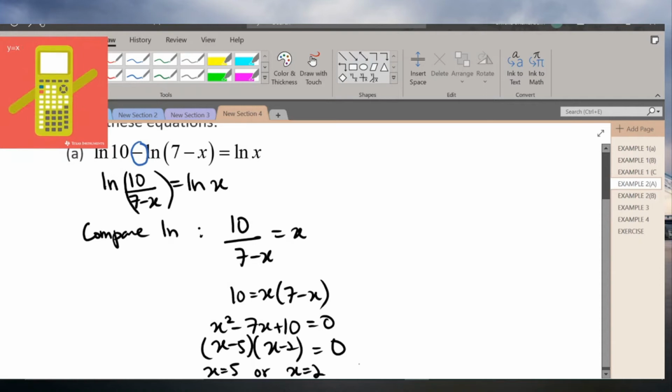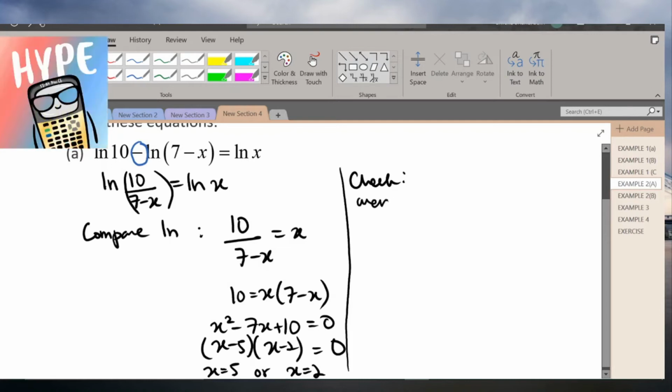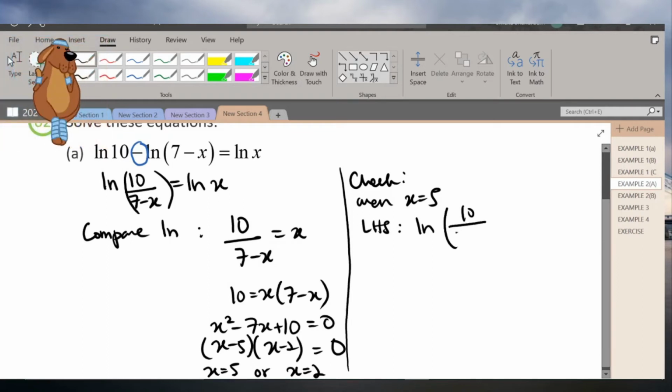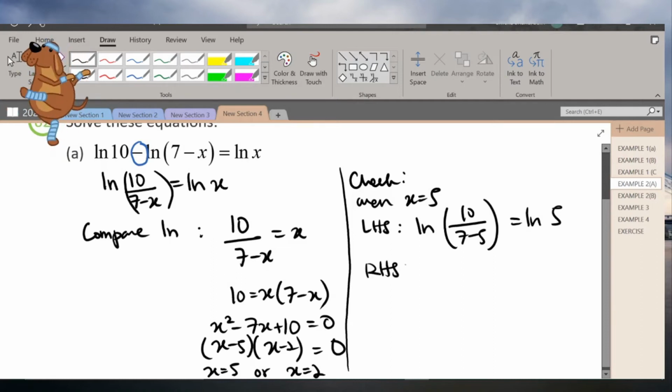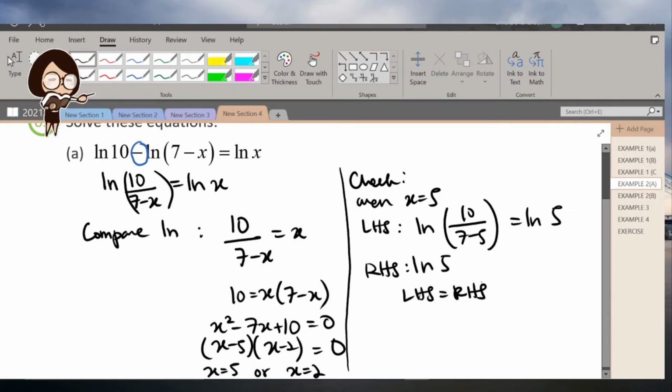And as usual, we need to check whether our answer is correct or not. So let's check our answer. When x is equals to 5, the left hand side will be ln of 10 over (7 minus 5). This is equals to ln 5. And for the right hand side, we have ln 5. That means left hand side is equals to the right hand side.